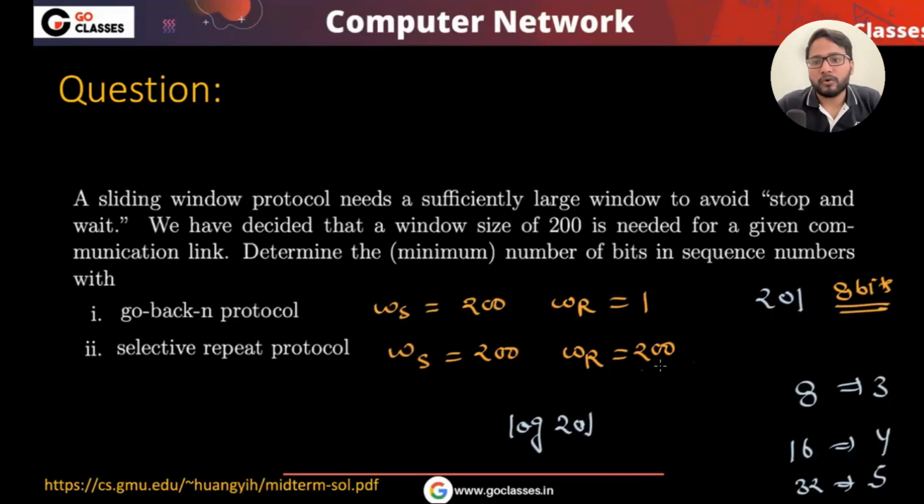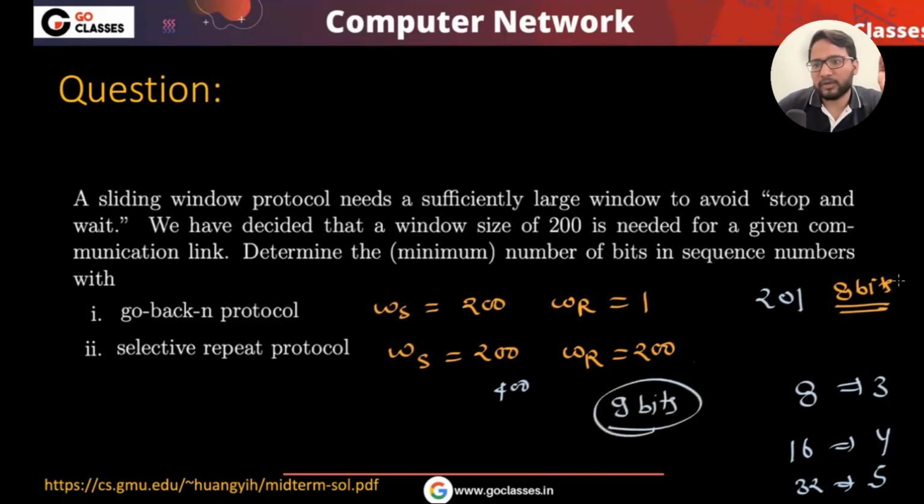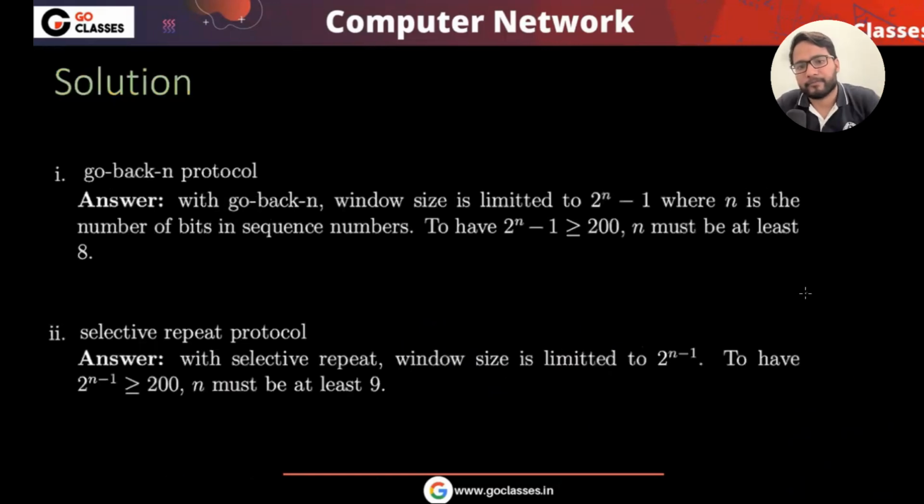Okay. So here you need 400 different sequence numbers. If you need 400 different sequence numbers, then I think 2 power 8 won't do. 2 power 9 is 512, right? So 9 bits you will be needing here. You will need 9 bits here, you will need 8 bits there. At least 9 bits. Okay.